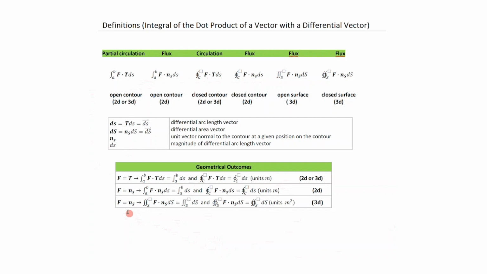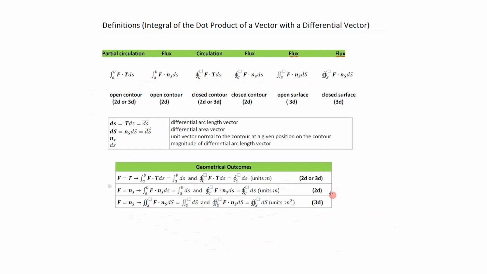In the case of the surface area, we can go through the same idea. For instance here, if we let f be the normal to the surface, the unit vector, then the dot product between these normal vectors is 1, and you're just left with integrating over a surface. This would be over an open surface and this over a closed surface. And the units, of course, would be meters squared. So this would be for the 3D case. The circulation or partial circulation, either 2D or 3D.